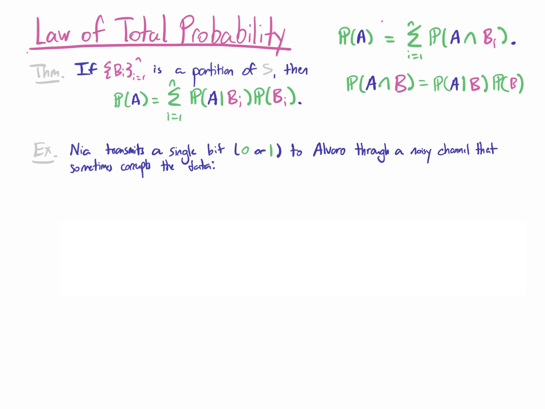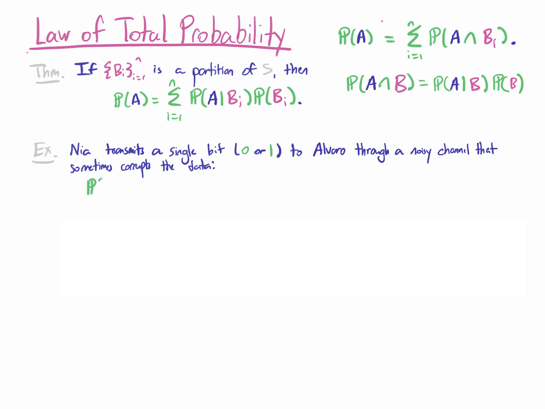Let's do a simple example here. I have two people. I'm going to call them Nia and Alvaro. And Nia is going to send Alvaro a single bit, a 0 or a 1, through a noisy channel that sometimes corrupts the data. So, in other words, if Nia really truly sends a 0, sometimes, maybe not often, but sometimes Alvaro might receive a 1 because the channel corrupted the signal. So let's make this a little bit more concrete.